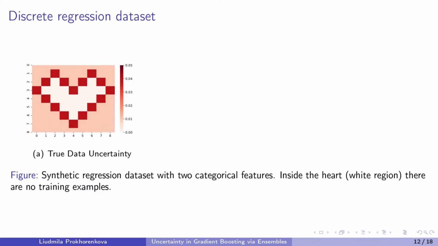To illustrate the discussed concepts, let me show two simple synthetic examples. In the first one, we generated a discrete regression dataset where each example is described by two categorical features. Each feature has 9 values. For each training example, we sampled the target from a normal distribution with parameters defined by feature values. The mean value is randomly generated, and the variance is shown in this figure. In the white region, inside the heart, we have no training examples.